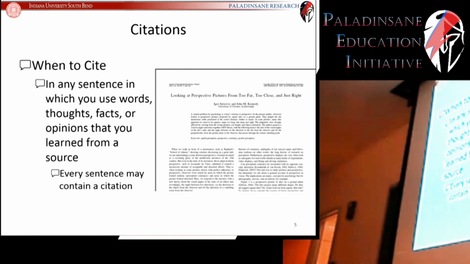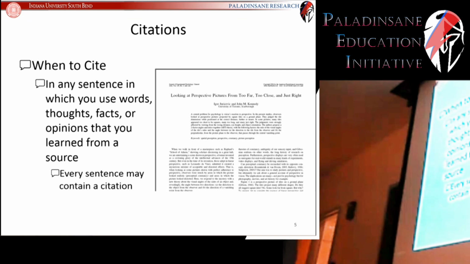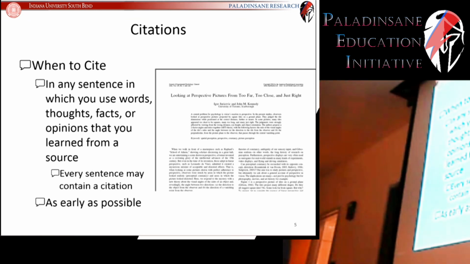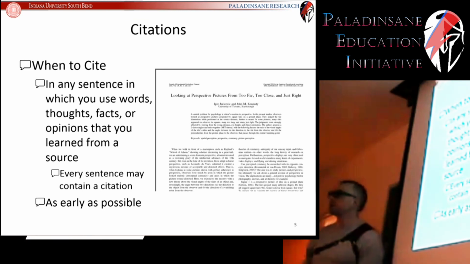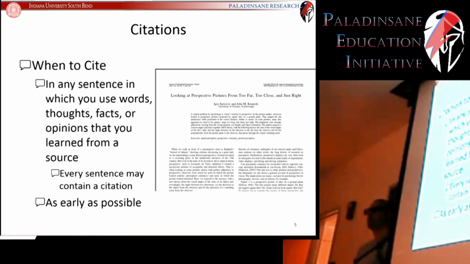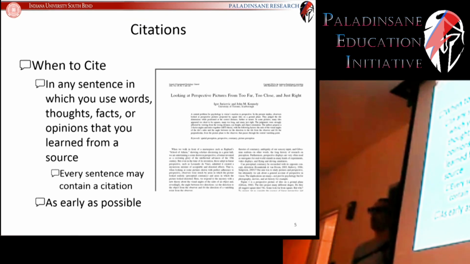So be sure, again, that anytime you write a sentence that is somebody else's idea and is not common knowledge, you provide a citation for that sentence. And then the other time to cite is as early as possible. What this means is basically as soon as you make the statement, you want to cite that information.